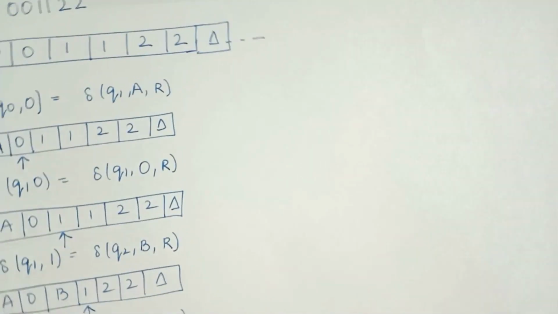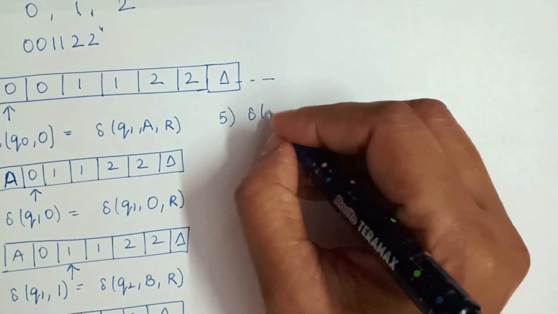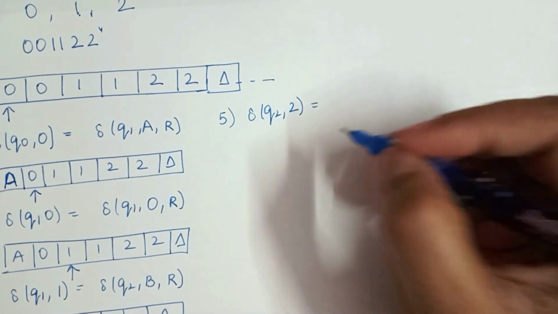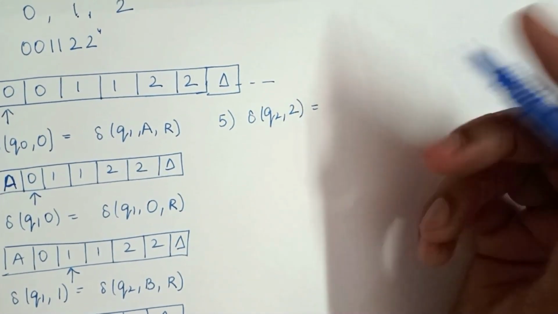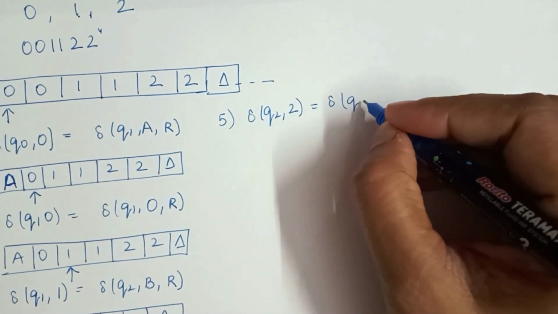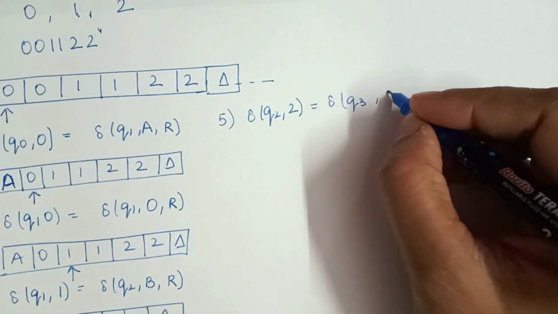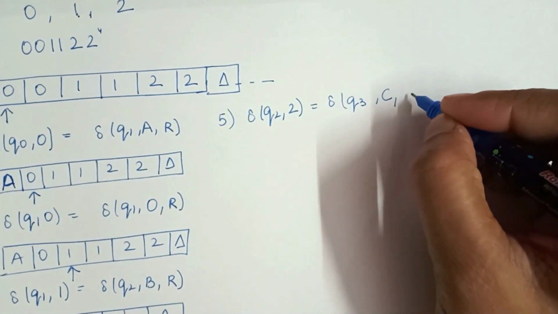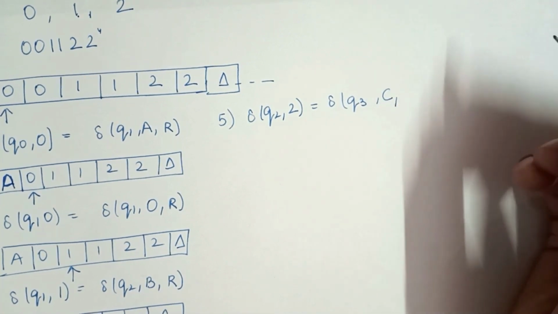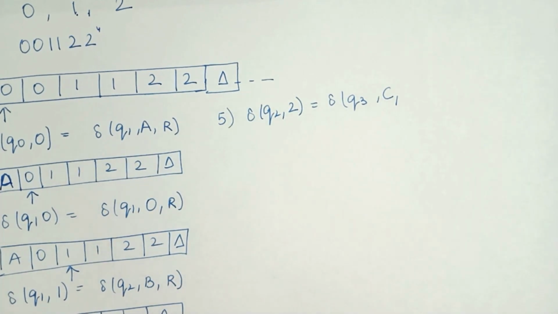Now the movement is the fifth. We are in the Q2 state reading 2. This 2 is encountered for the first time, so the state will change and become Q3. Now this 2 is replaced by C and we are moving to the... there are two cases. Either I can move right or I can move to the left of the input tape.